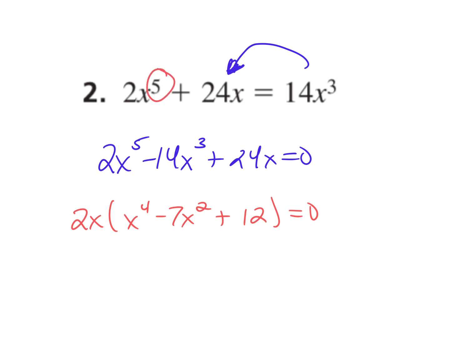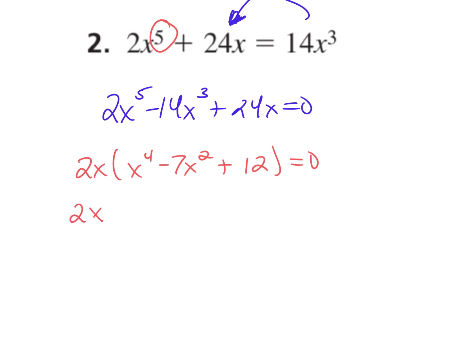Okay. So I have my 2x out in front. I have a trinomial. Let's see if we can break it down into 2 binomials. What times what is going to give me x to the 4th? X squared. And then what times what is going to give me a 12 when I multiply, but a negative 7 when I add? Negative 4, negative 3. Sometimes I tell the answer when I don't mean to.